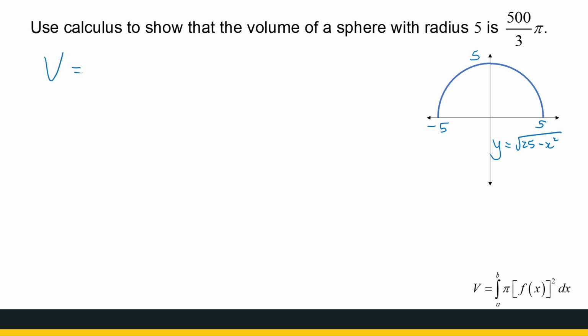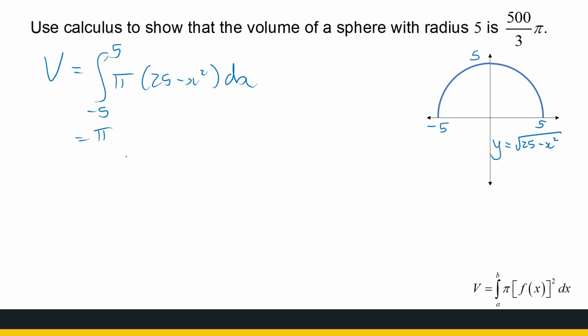So we're using calculus and we're saying it's the integral from a to b of pi times the function squared. Now if I square that function, I just get 25 minus x squared dx. A and b are minus 5 and 5. So there we go. I can take the pi out. That's the integral from minus 5 to 5 of 25 minus x squared.